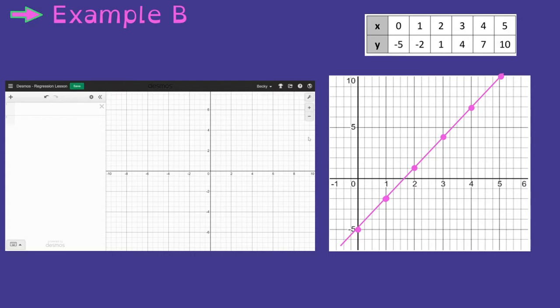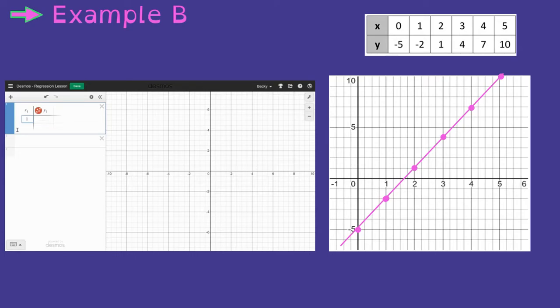So I now know that I'm looking for a linear equation, so I need to perform a linear regression on Desmos. All right, we're going to do regression today via Desmos. This is available on your computer as well. So to get started, I'm going to go to the very top left-hand corner. I'm going to hit the plus button and go down to Table.